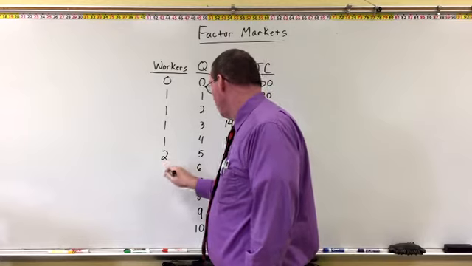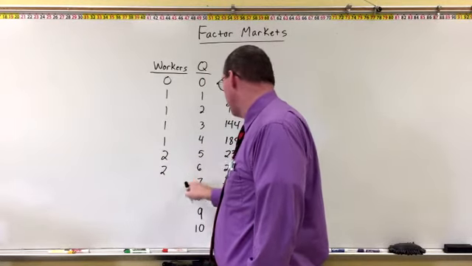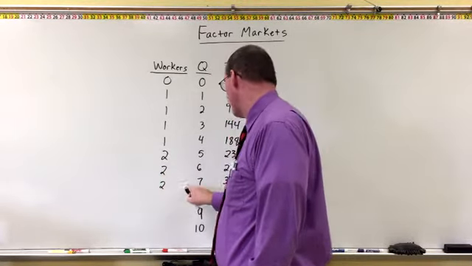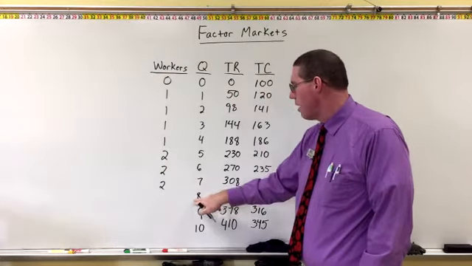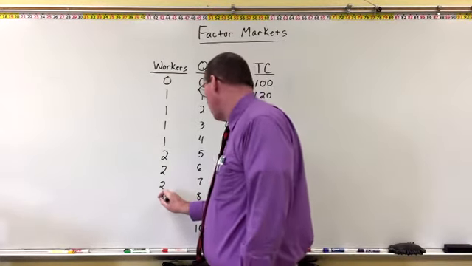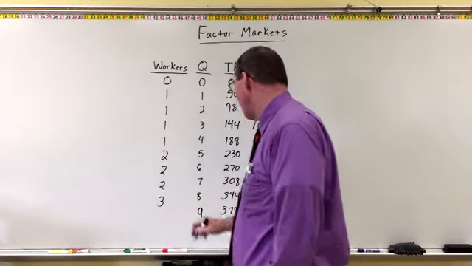Similarly, it'll take 2 workers to produce 6 units and 2 workers to produce 7 units. But now let's say if they want to produce 8 units, it's actually going to take 3 workers to produce 8 units.